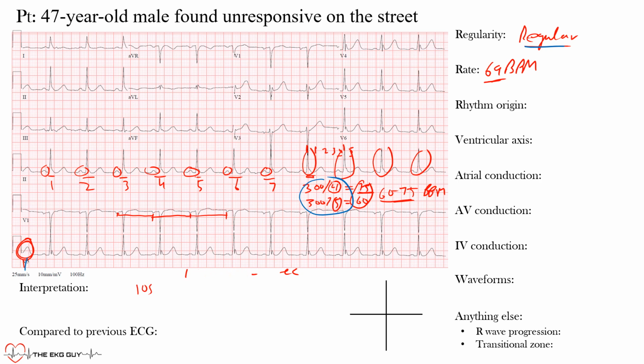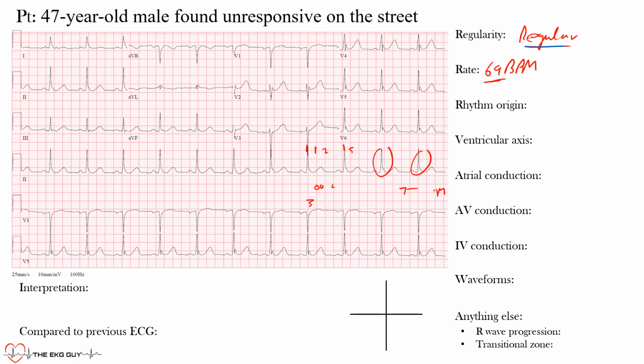Specifically, we found the ventricular rate. So far, we have a regular rhythm. We have a rate of 69 beats per minute. And remember that normal sinus rhythm has a rate between 60 and 100 beats per minute in an adult. And again, we have a 47-year-old male, so an adult patient.